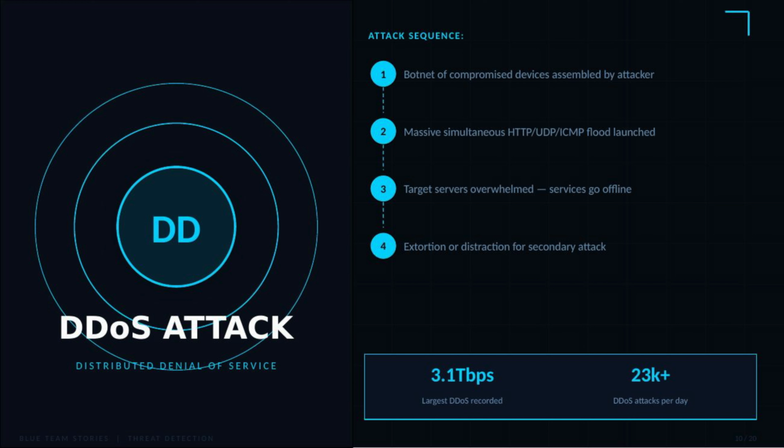Threat detection systems identify unusual traffic spikes, abnormal connection patterns, and network overload conditions in real time, allowing organizations to mitigate attacks before systems fail completely.